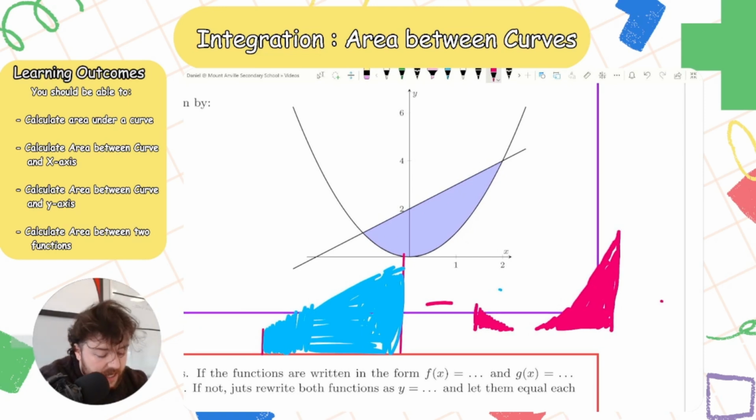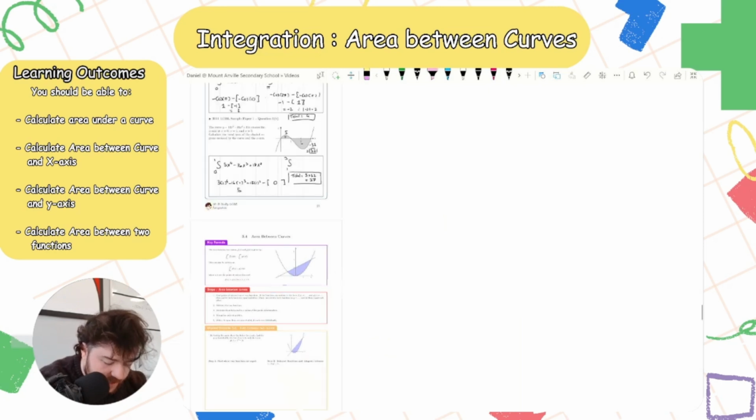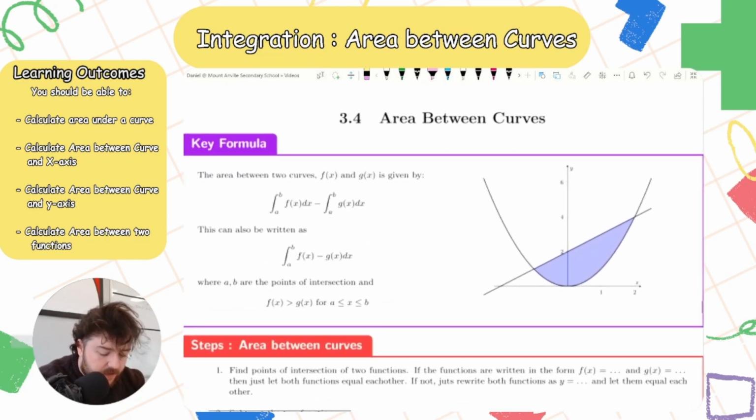Now, there is an easier way of doing it. The area between two curves, f of x and g of x, is given by the integral of f of x between a and b minus the integral of g of x between a and b. That's basically what I just said. But this can also be written as the integral between a and b of f of x minus g of x. So I subtract the two functions first, then I integrate.